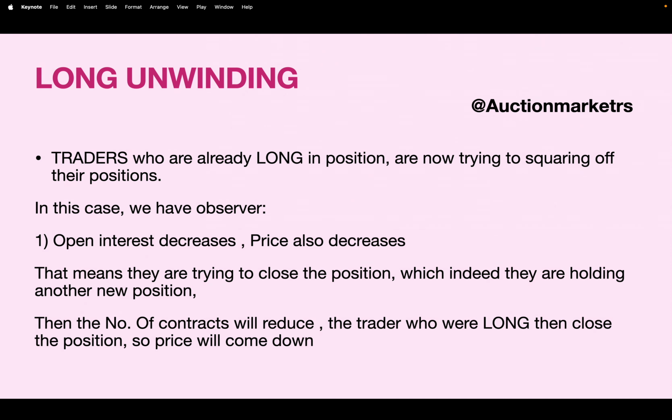Why does open interest decrease? Because we are trying to close that particular position. We are not building a position over here. We are trying to close that particular position, so that particular token we have to subtract from the open interest. And when we try to close the position, we sell it, and that's the reason the price goes down. So the number of contracts will reduce, and the trader who went long has to close the position, so the price will come down.